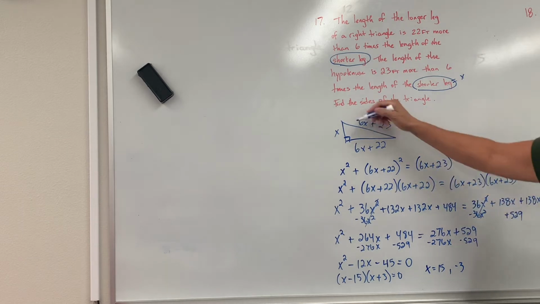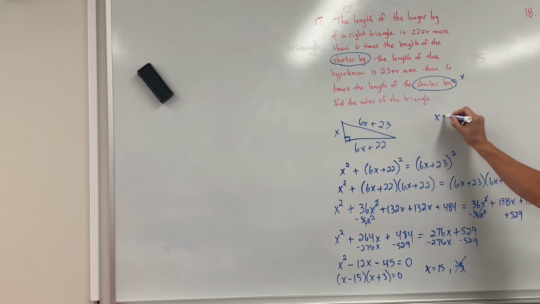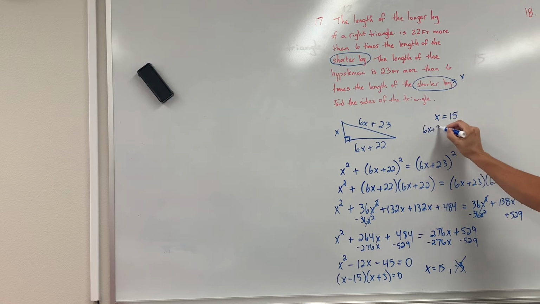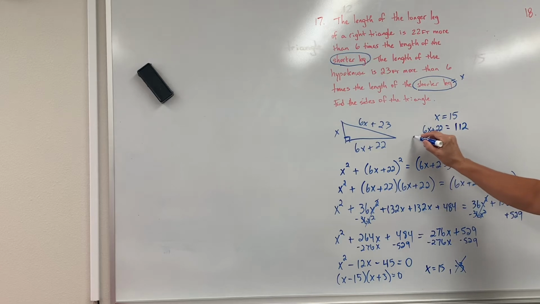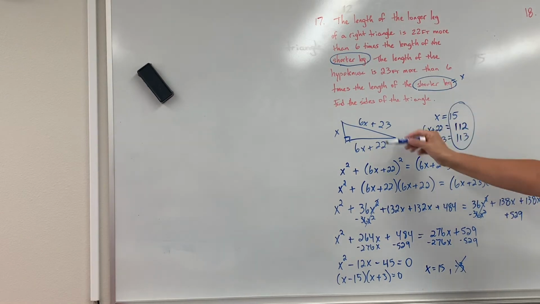However, remember, x is the distance of the shorter side. So I can't have a negative representing my distance. So in this case, my short side is 15. So if my short side is 15, then my longer side would be 6x plus 22. So 15 times 6 is 90 plus 22 is 112. And then my hypotenuse would be 6x plus 23, so that should be 113. So all I did then was plug the 15 into here and here to get each side of my triangle.